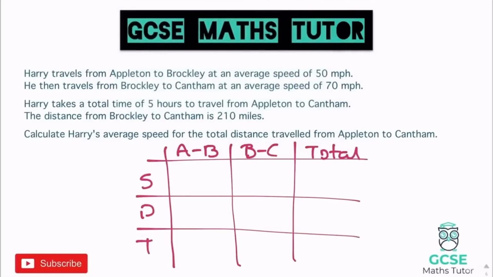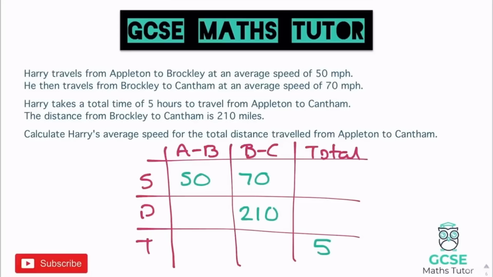We've got an average speed of 50 for the first one, an average speed of 70 for the next one, and then we've got a total time of 5 hours from A to C. So this time we've been given our total. Look, we've got 5 hours as our total, and we've got the distance from B to C, which is 210. There we go, so 210. Right, so let's have a look at how we can now go about working this one out then.